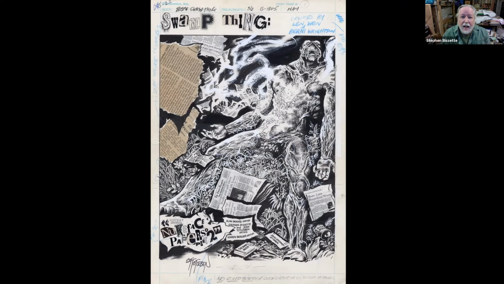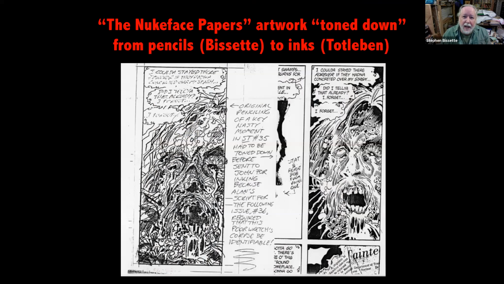The one change we had to make, and this wasn't because of the code, this was our editor Karen Berger's call. On the left are my pencils of the final disintegration of Nuke Face's drinking buddy in Swamp Thing 34. And that's a photocopy of my pencils. And Karen Berger called up John and said, "John, you got to tone that down. Steve went too far." And on the right are John's inks of my pencils.